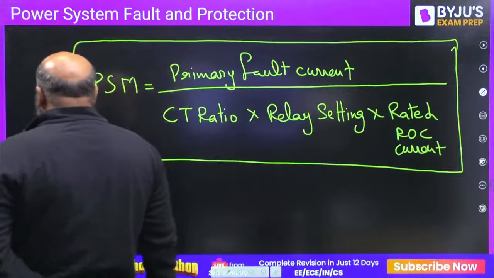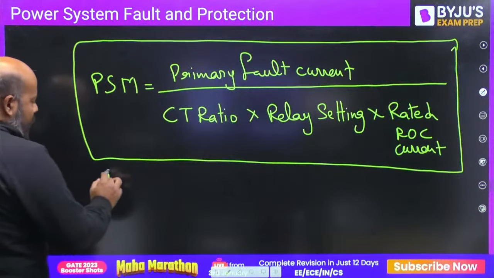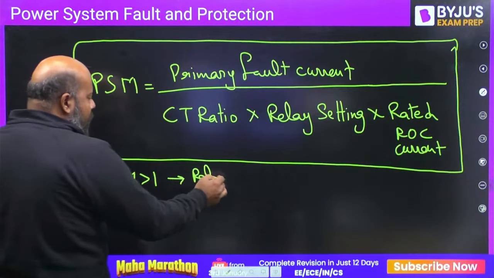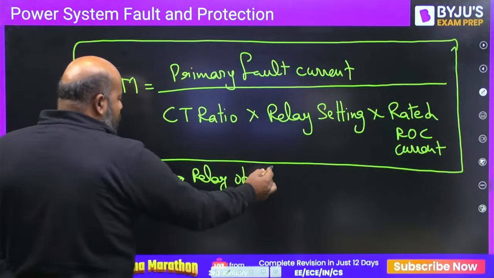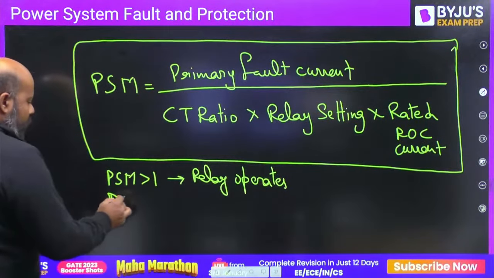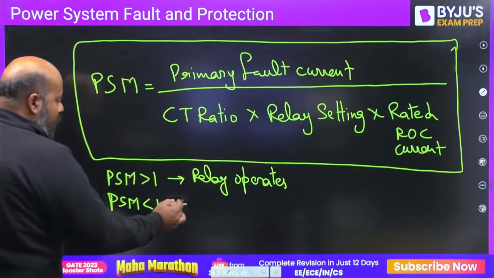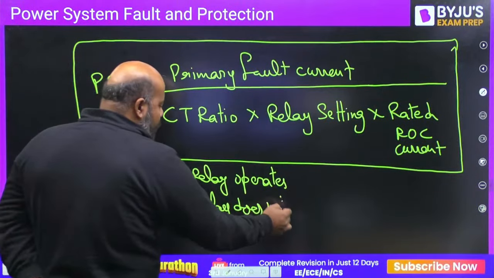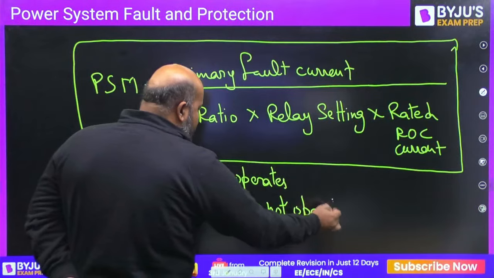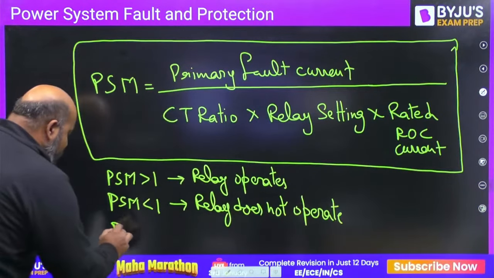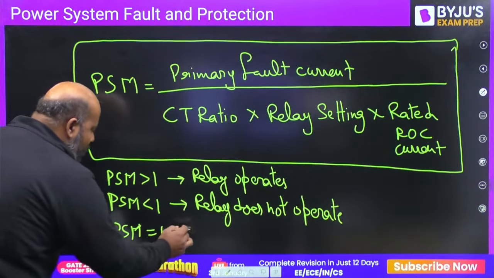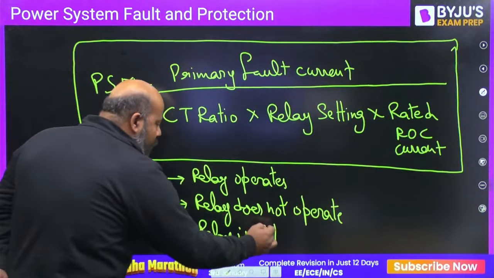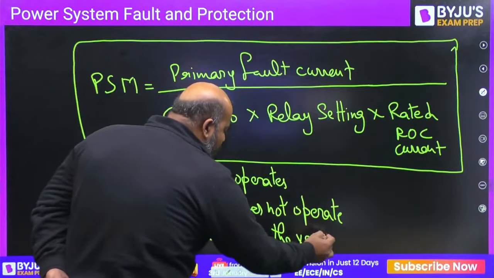And it is very obvious to understand that if plug setting multiplier is greater than 1, then the relay operates. If plug setting multiplier is less than 1, the relay does not operate. And if plug setting multiplier is equal to 1, then the relay is on the verge of operation, about to operate.